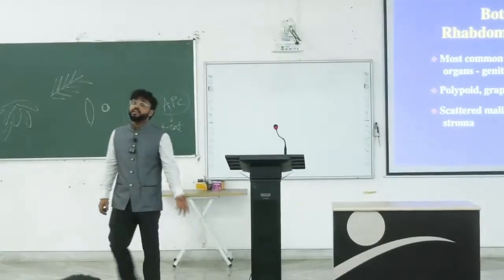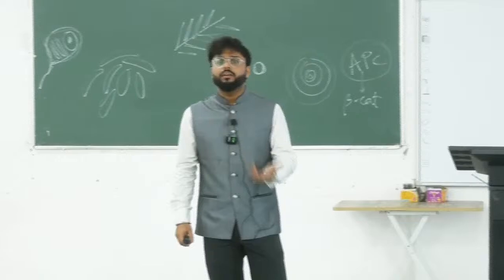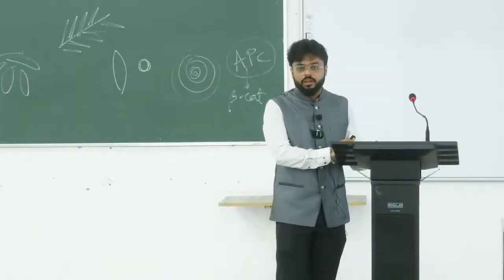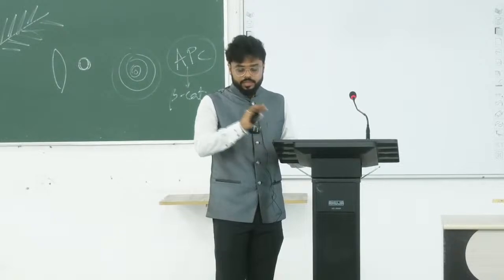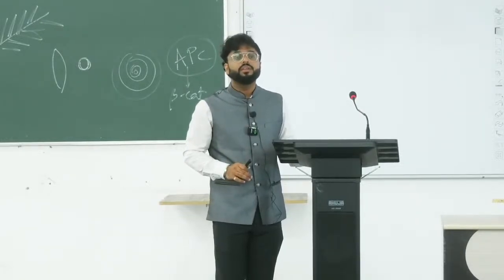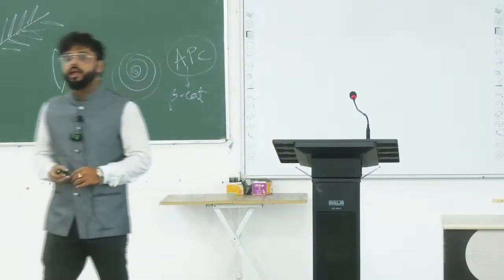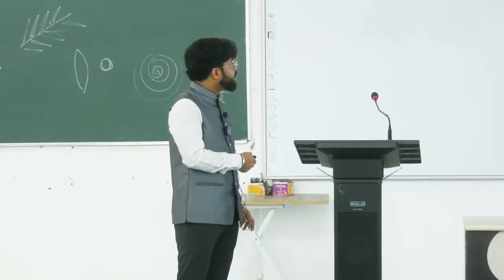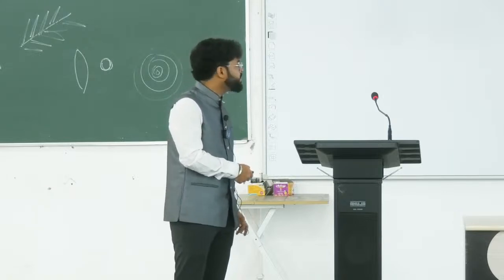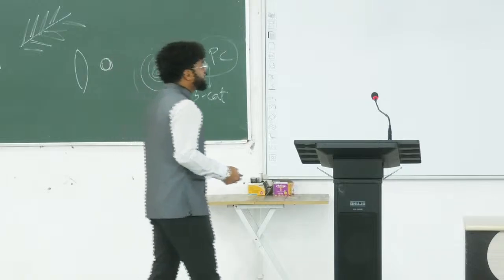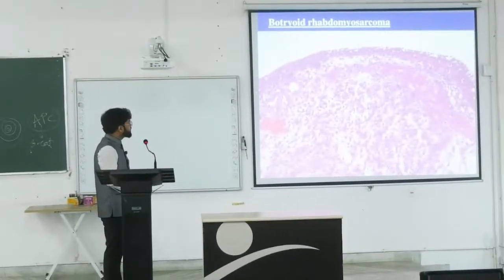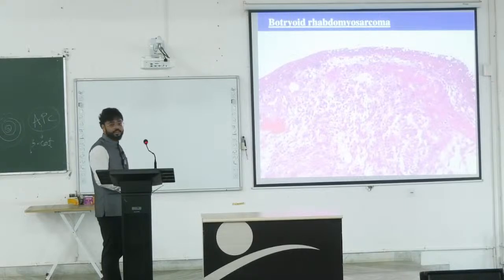Botryoid rhabdomyosarcoma was initially described as a category of embryonal. Now it is a separate entity. It is usually seen in hollow visceral organs in the lower age group of children, in the genitourinary tract, most commonly in the vagina. In gross, they look like grape-like structures. That is why the name: botryoid means polypoid, grape-like. They are basically embryonal-like, but usually of genitourinary origin. You can identify the superficial transitional epithelium over there.